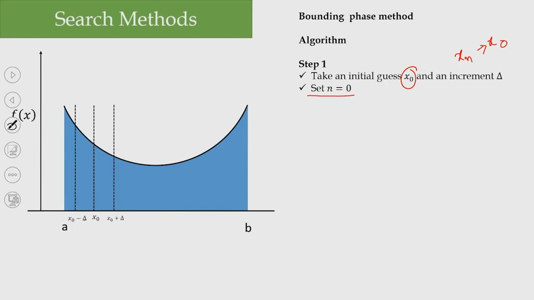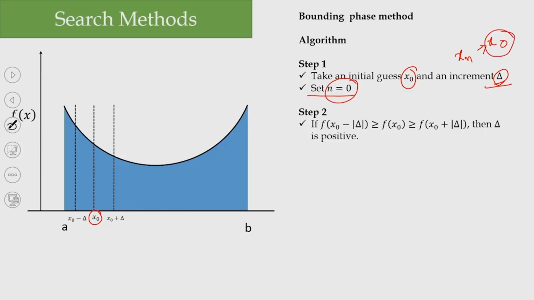Set n equal to 0 and also set a delta. Delta is the step length, or you can say increment. That is how you take the next point. So, in the first step, we are choosing an initial point. In this case, I have chosen this particular point, this is your x naught, and I have also chosen an appropriate value of delta, and I put n equal to 0. So, x n with n equal to 0 means I am getting x naught.